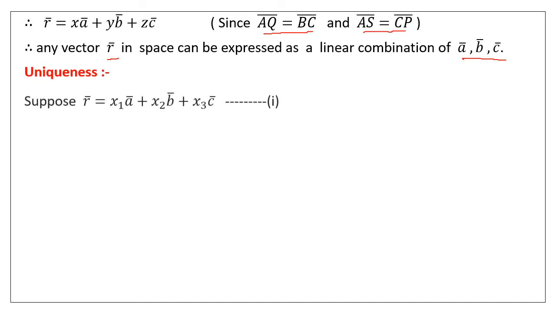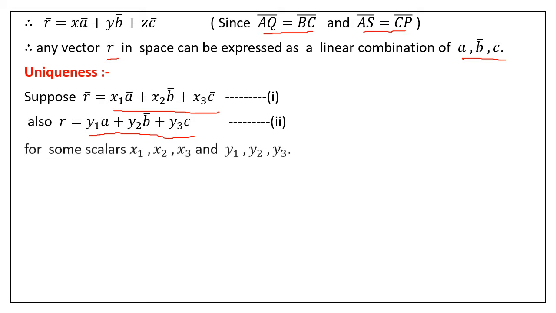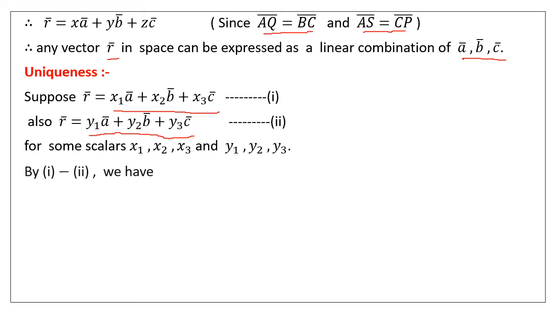Now we'll prove uniqueness. Assume, student, that r bar equals x1 a bar plus x2 b bar plus x3 c bar. Call it 1. Also assume that r bar equals y1 a bar plus y2 b bar plus y3 c bar. Call it 2, for some scalars x1, x2, x3 and y1, y2, y3.